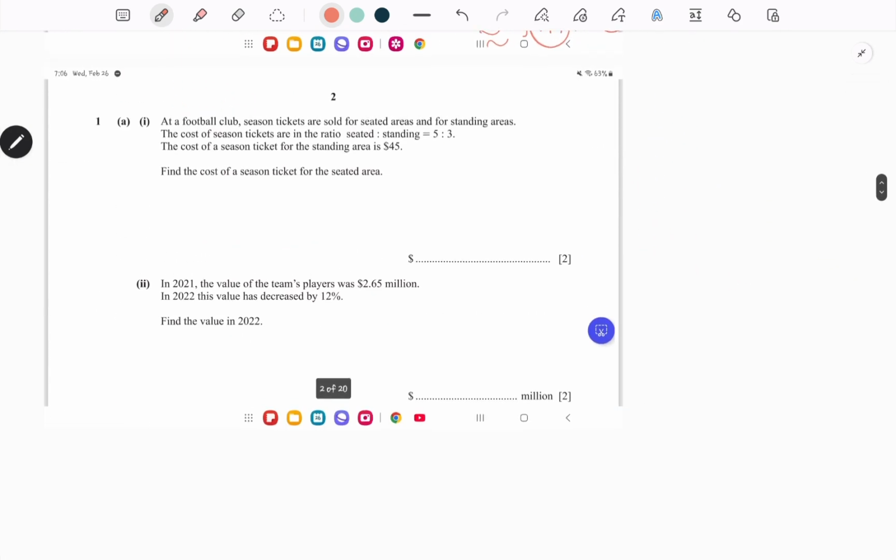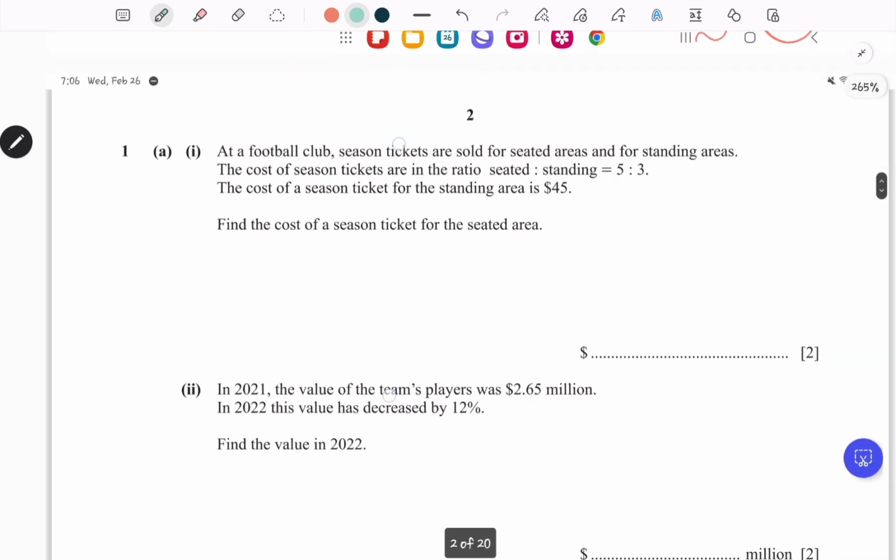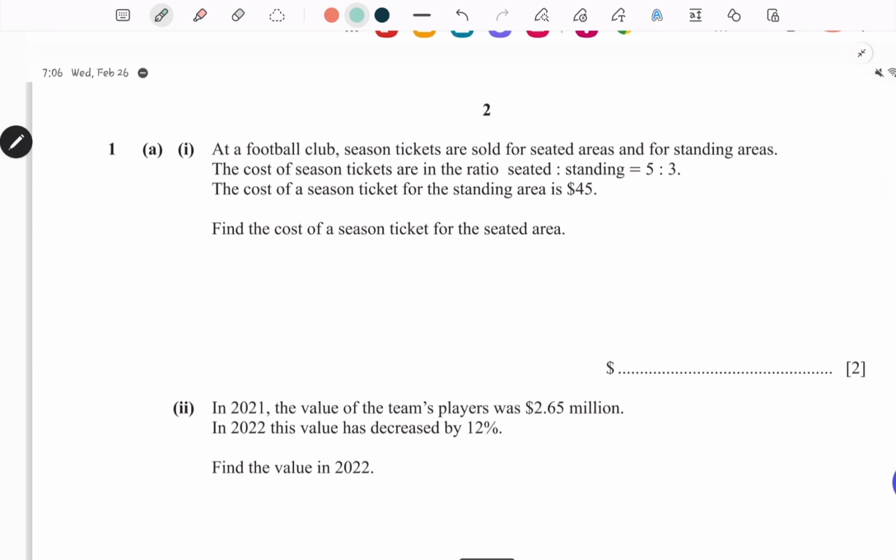Now we move on to the next category of past paper, which is paper 4. October-November paper 42. So here, of course, we have many parts. At a football club, season tickets are sold for seated areas and for standing areas. The cost of season tickets are in the ratio seated to standing 5:3. They need the cost of a season ticket for these. They told us that the cost of a season ticket for the standing area is $45. They need us to find the cost for a season ticket for the seated area. Very simply, 5:3. They said for the standing, which is the 3 ratio, it is 45.